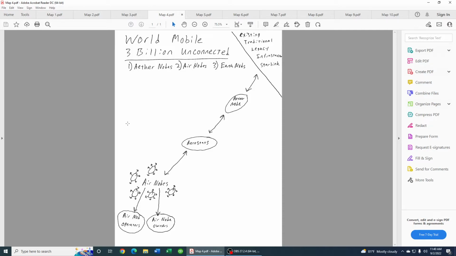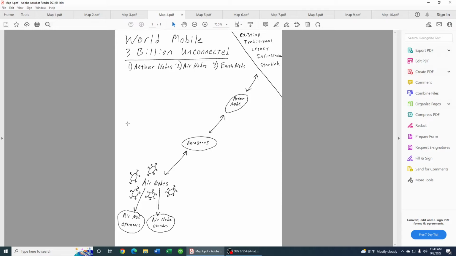Then, if you don't live in Zanzibar, you can still participate in the sharing economy by being an air node owner. We've covered this in recent videos: World Mobile is working on a platform to connect air node operators with air node owners that provide the air nodes and the infrastructure to connect the unconnected in those areas.